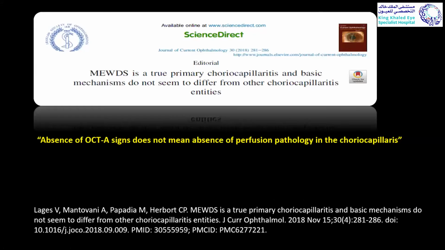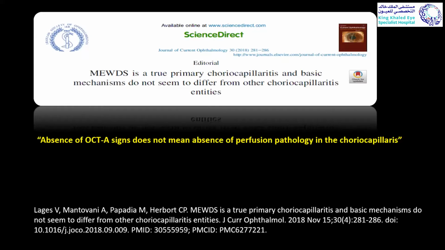Thereafter, a paper by Carl Herbert argued that the disease is a primary choriocapillaris disease and not a photoreceptor or RPE disease. In this paper, he was commenting on two things. First of all, the OCT angio should not be used to test the choriocapillaris, as this disease, MEWDS, sometimes can have slowness of the blood flow in the choriocapillaris, which cannot be detected by the angio-OCT. However, the ICG can detect these things.